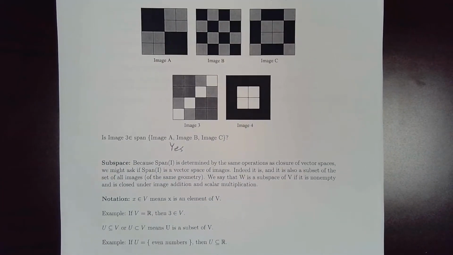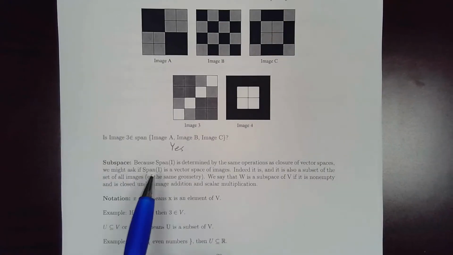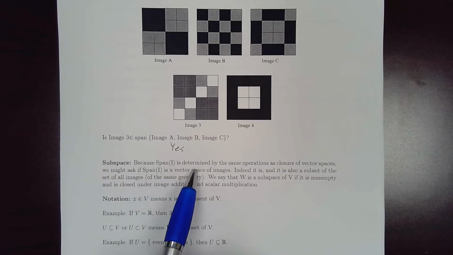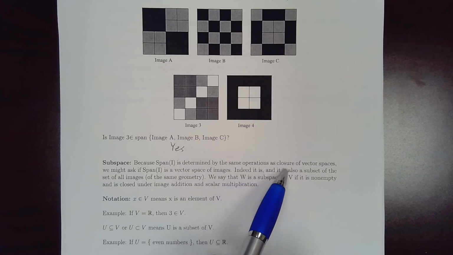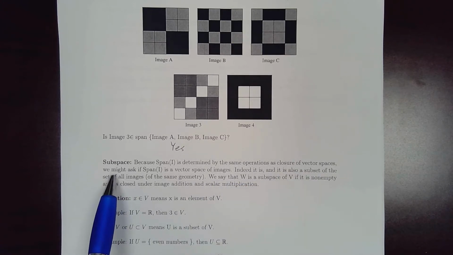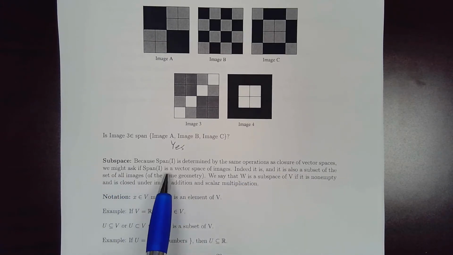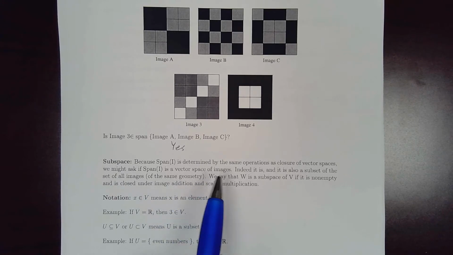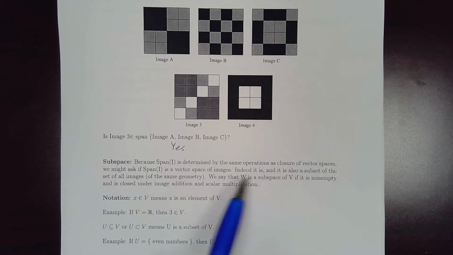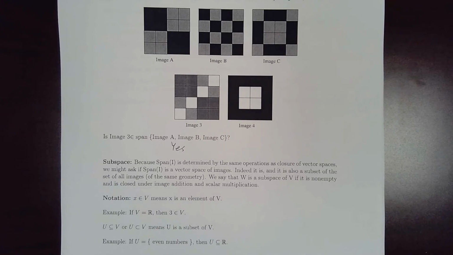Now, something we'll get to eventually is subspaces. Because the span of those images is determined by the same operations as closure of vectors in vector spaces, we might ask if the span is a vector space. Indeed it is, and it's also a subset of the set of all possible images of the same geometry. So we're going to say that W is a subspace of V if it's non-empty and is closed under image addition and scalar multiplication.